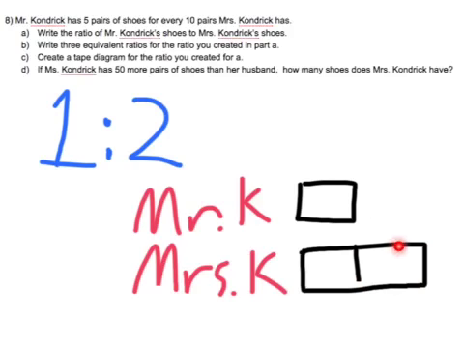This part represents the more shoes that Mrs. Condrick has. And the problem is telling us that Mrs. Condrick has 50 more shoes. And of course, if a 50 is going in that box, a 50 is going in every box. So how many shoes does Mr. Condrick have? He has 50. And the question was asking how many shoes does Mrs. Condrick have? She has 50 plus 50, which is 100.